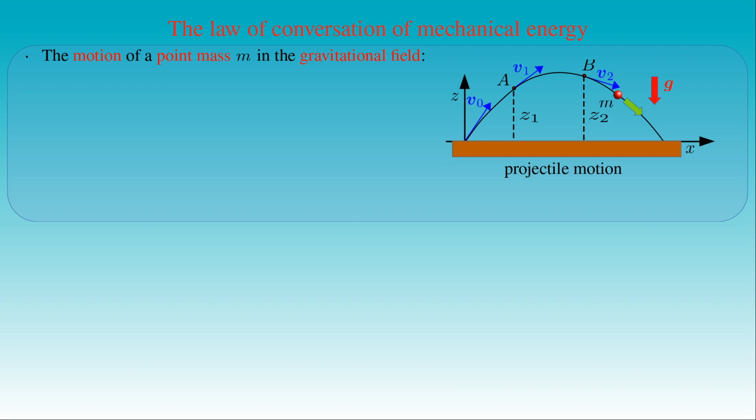We already determined the work W done by the gravitational force when a body of mass m moves from one point to another, for example from the point A to the point B. Then the work W is given by minus the mass m times the magnitude of the gravitational acceleration g times the vertical distance of the points A and B, that is z2 minus z1.